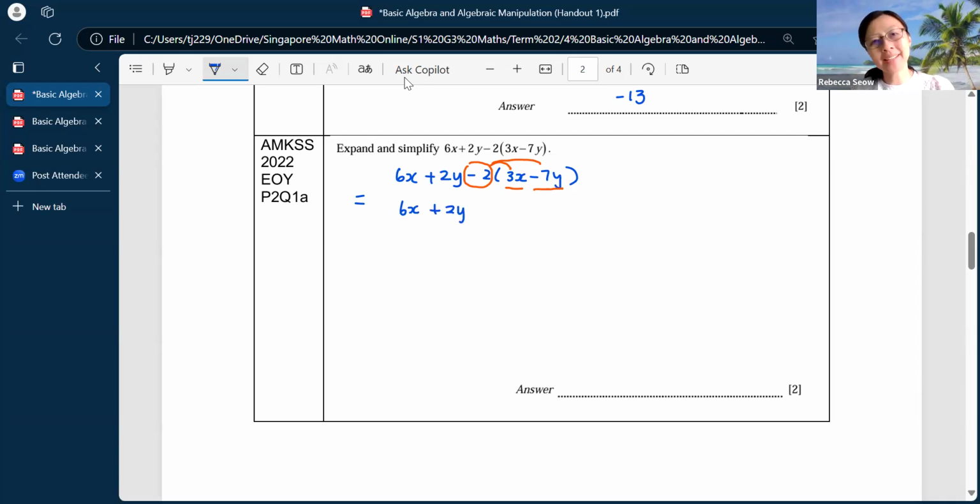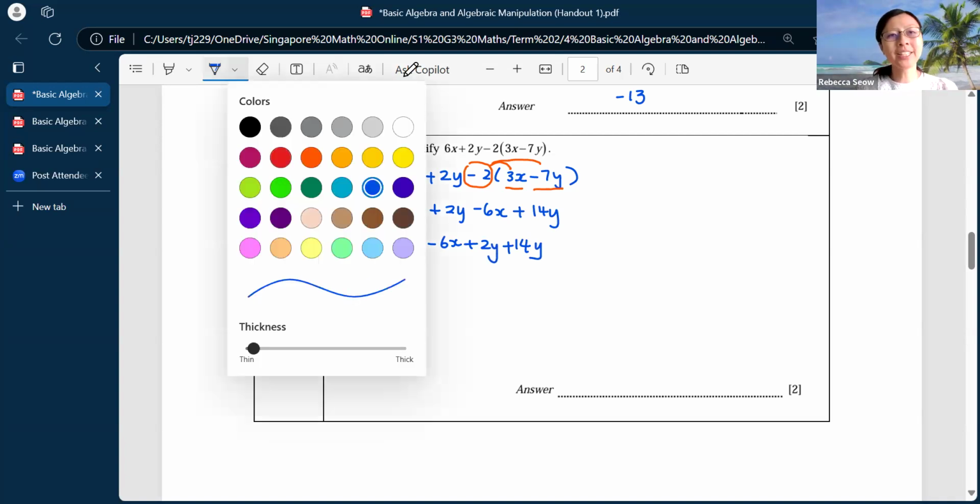Negative 2 times 3x, negative 6x. Negative 2 times negative 7y. So negative and negative makes positive 14y. Following that, let's rearrange the terms to put the x terms first, followed by the y terms. We will have 6x, take away 6x, plus 2y, plus 14y.